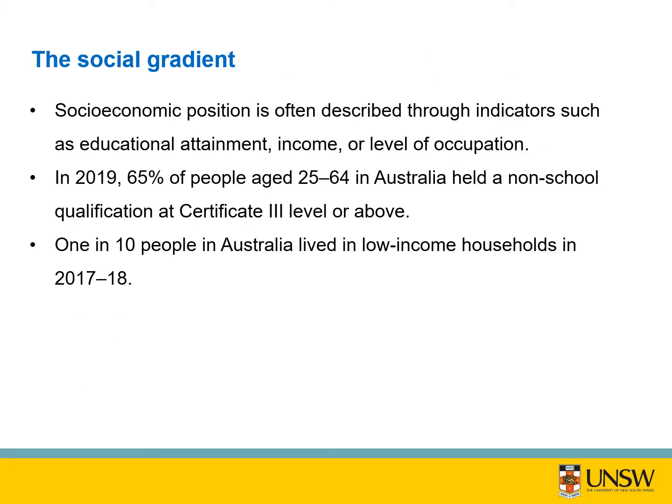Let us discuss the social gradient. Socioeconomic position is often described through indicators such as educational attainment, income, or level of occupation. In 2019, 65% of people aged 25 to 60 years in Australia held a non-school qualification at certificate 3 level or above. And 1 in 10 people in Australia lived in low-income households in 2017 to 18.